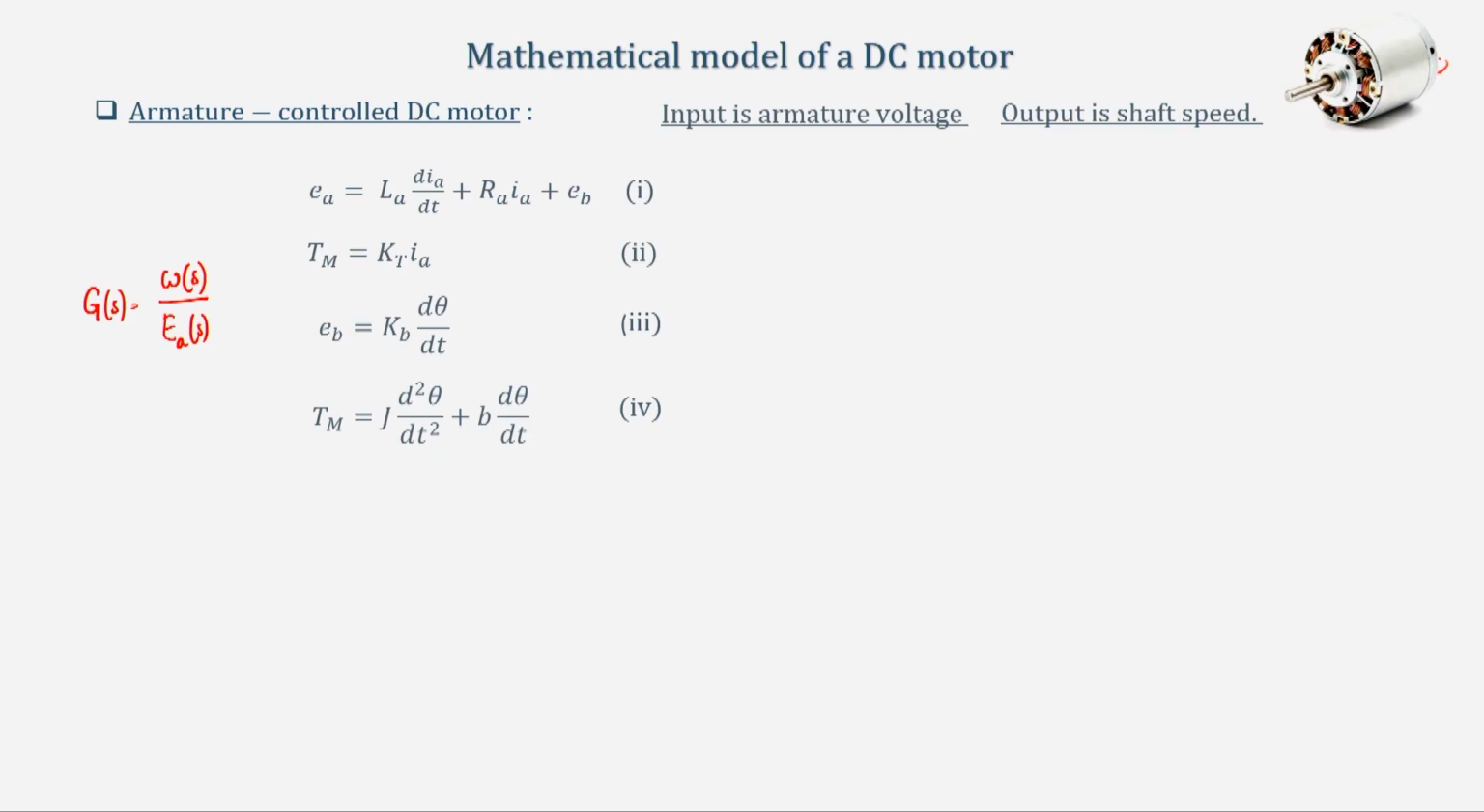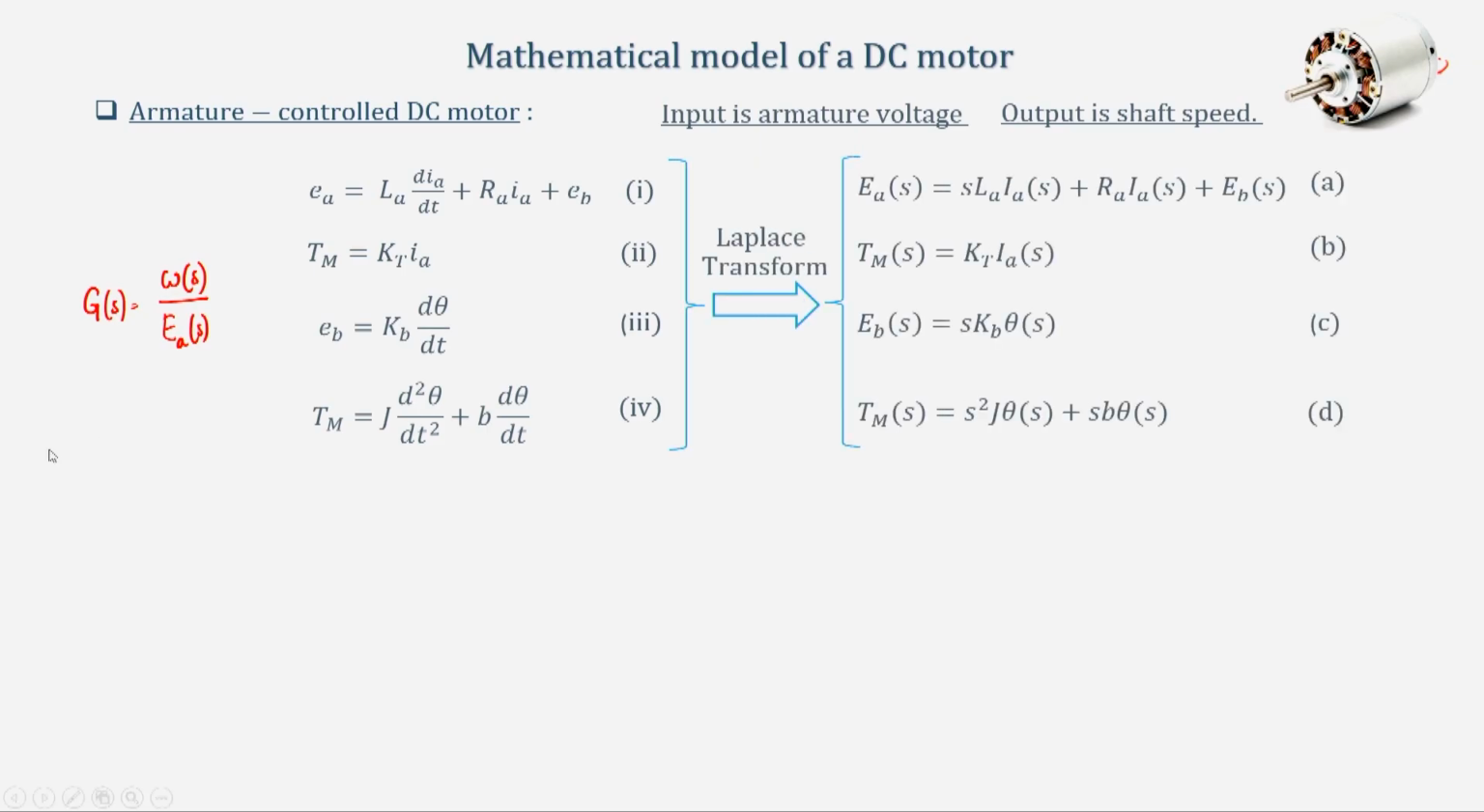of omega and Ea. So, the first thing that we will do is, instead of working in the time domain, we will convert all these equations to the Laplace domain, which we can directly do. Remember, when we are doing this, we are considering initial conditions to be 0, because to find out the transfer function, initial conditions must be 0. These are the equations that we get. So, now let us try to work out these equations and try to find out omega by Ea s.